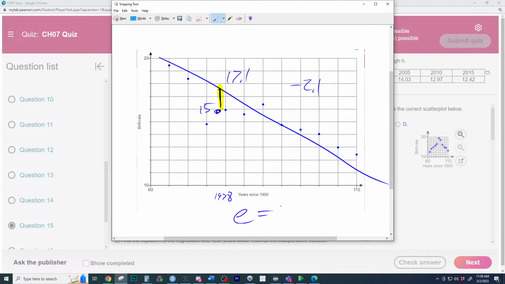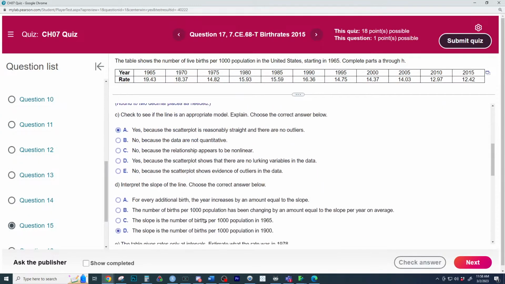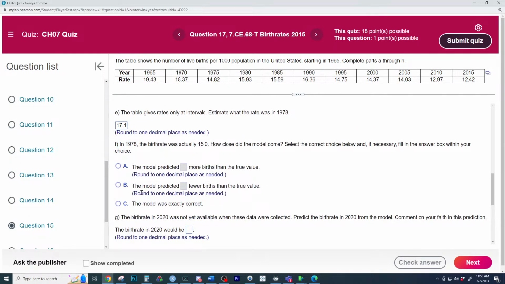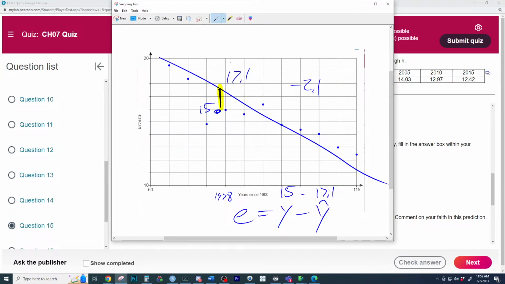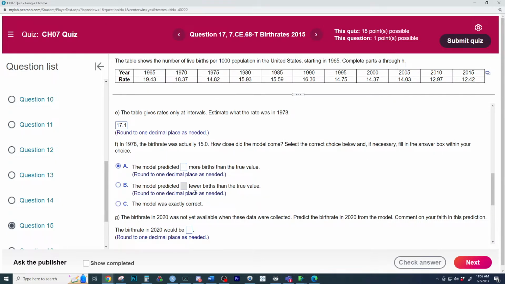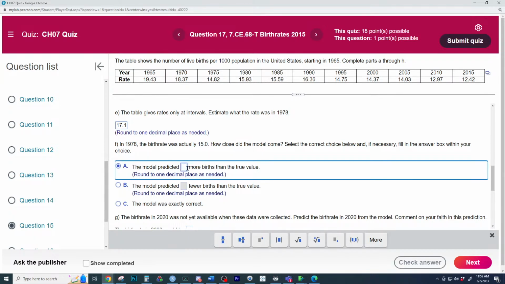Remember, residual equals the actual minus the predicted. We just found the predicted value of 17.1, and the actual value is 15, making the residual negative 2.1. So the model predicted this many more births. The residual is negative. It predicted 2.1 more births per thousand. Gotta be careful. The units here are the hard part because they're talking about thousands. I think they are keeping to the same units, but 2.1.